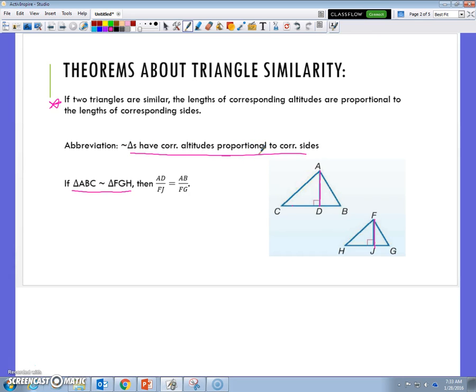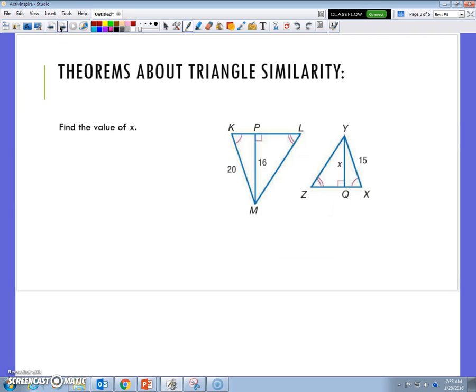So let's just take a look here. That just guarantees that if I compare the altitudes, AD compared to FJ is always equal to AB to FG, or it would be equal to AC to FH, or you could even say CB to HG. So if the triangles are similar, the altitude follows the same scale factor as your similarity statement. Like I said, it's pretty straightforward today.